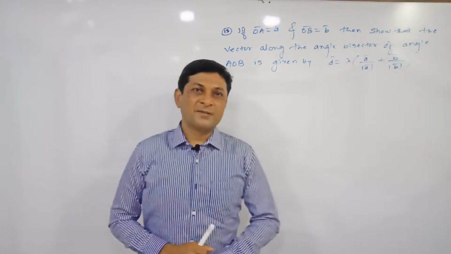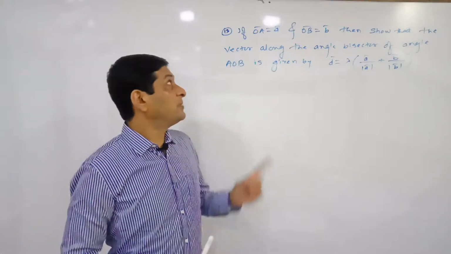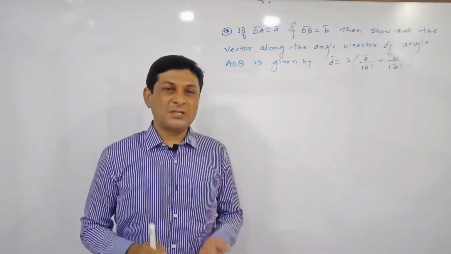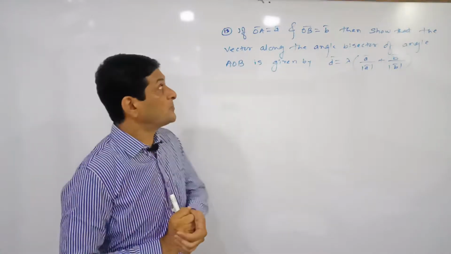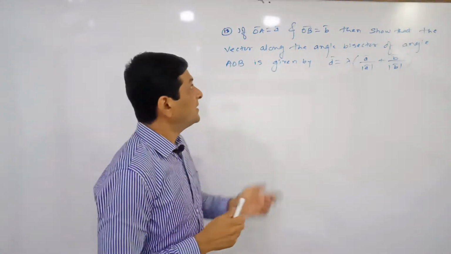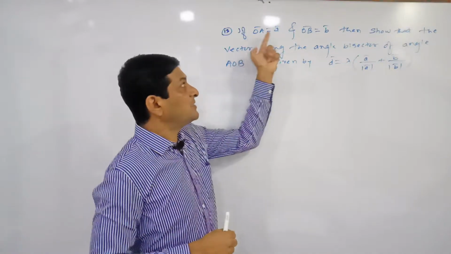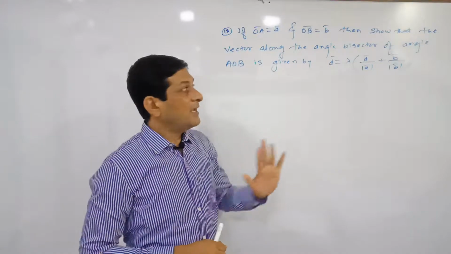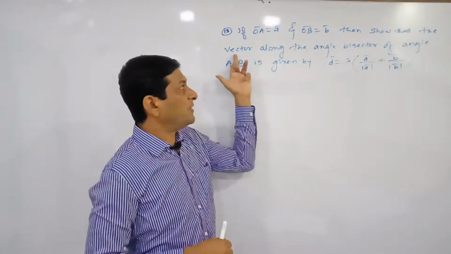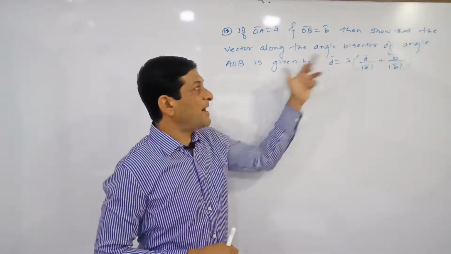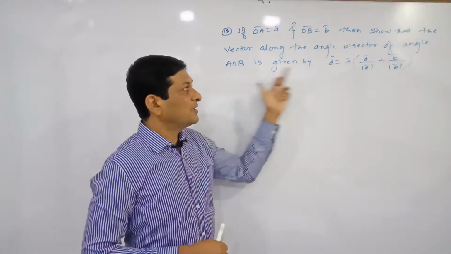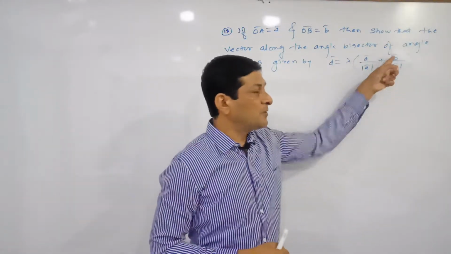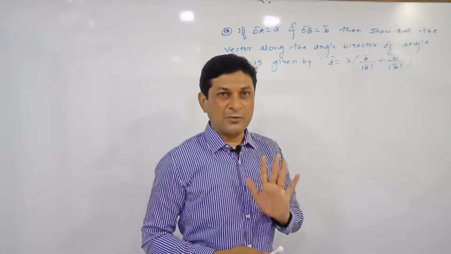So hello friends, now we are starting example number 13 from question number 2, miscellaneous exercise 5. Observe the given condition in this example. OA bar is denoted by A bar, OB bar is denoted by B bar, and we have to show that the vector along the angle bisector of angle AOB is given by D bar is equal to lambda times (A bar upon magnitude of A bar plus B bar upon magnitude of B bar).